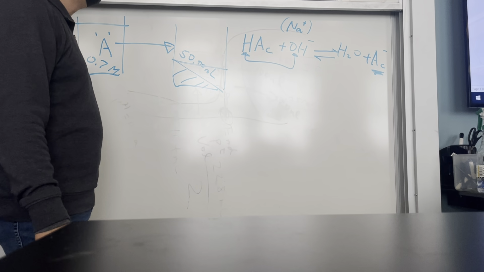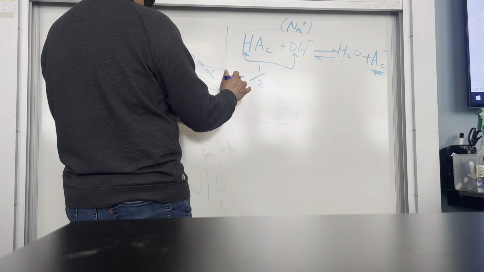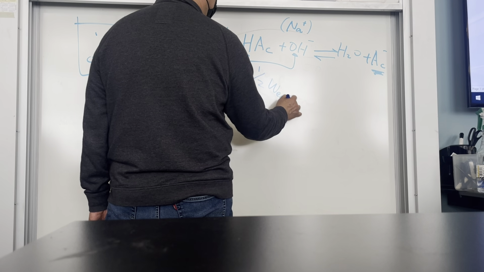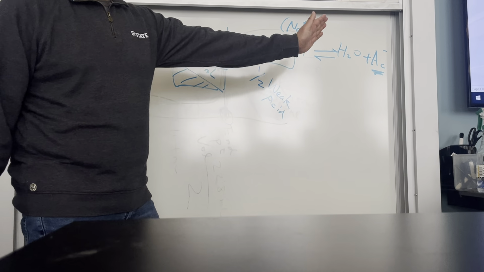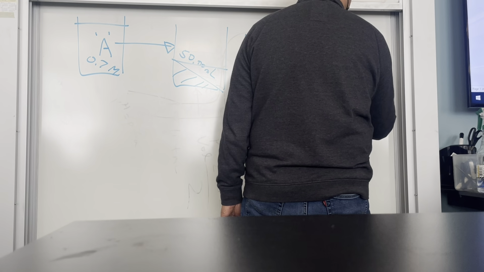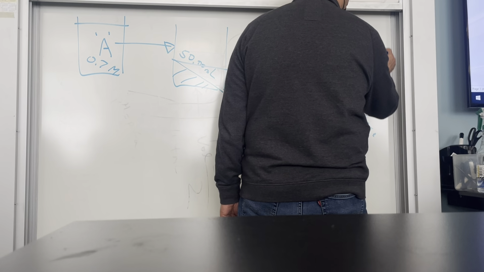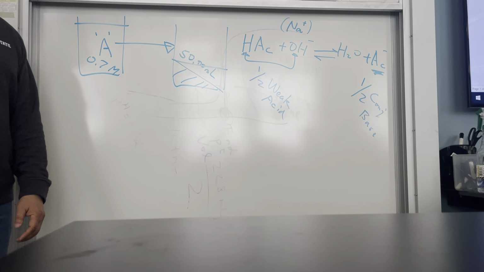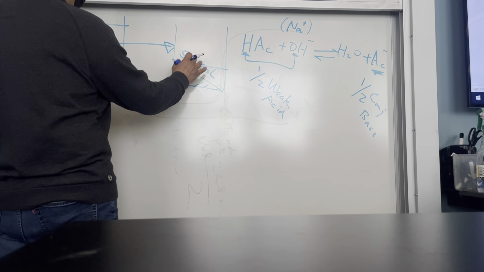Now, because we do it by half, half will remain as weak acid, and half will become what? Conjugate base. So half will be our conjugate base. So that's what we want. So how can we do that? Well, let's take a look.